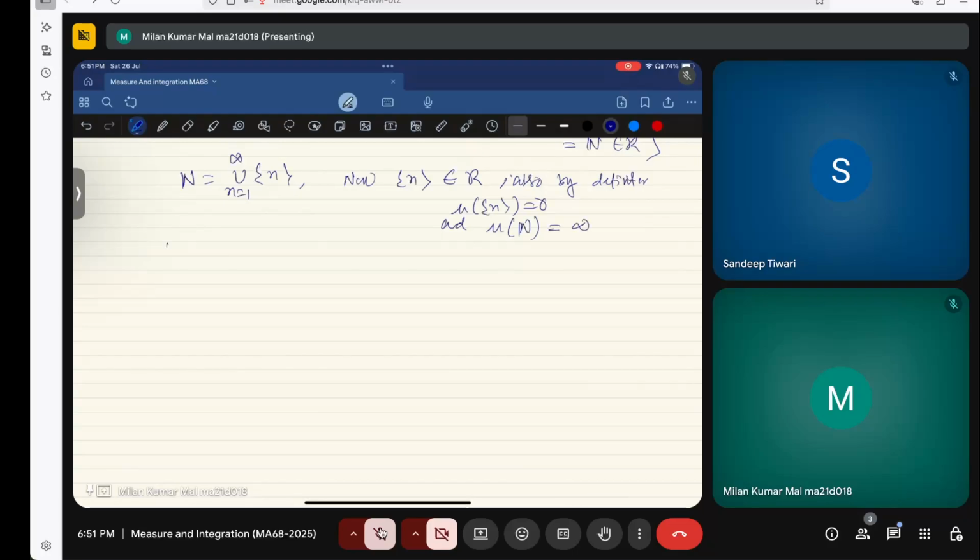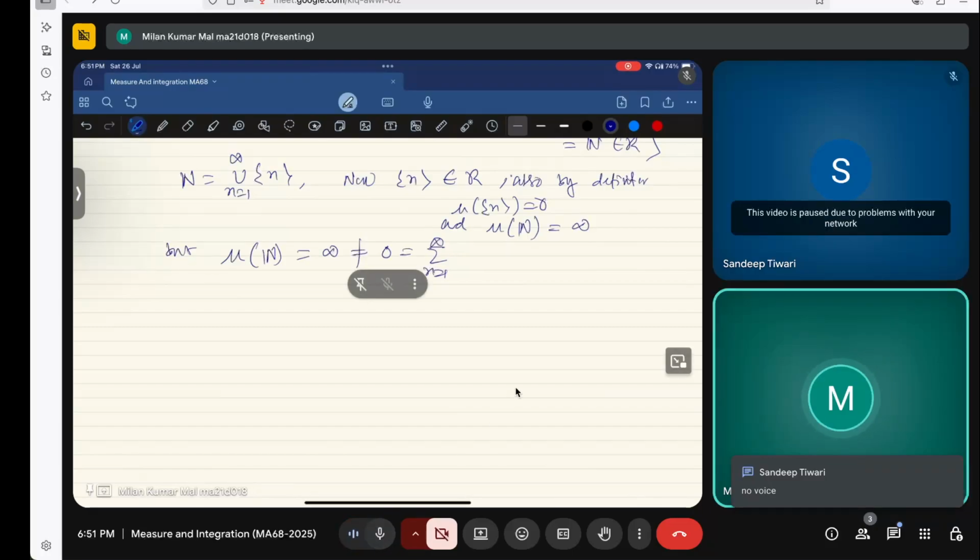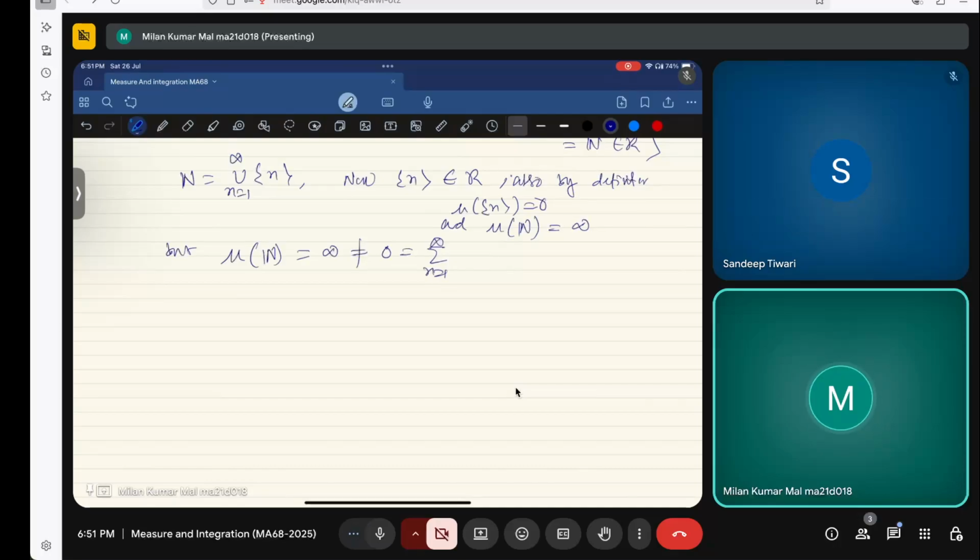But mu of N, which is equal to infinity, which is not equal to 0, and that is equal to the summation of n equals 1 to, oh, extremely sorry, I'm extremely sorry. Okay, so the thing is that I think from here I have been muted. So from here I think I was muted, from here.